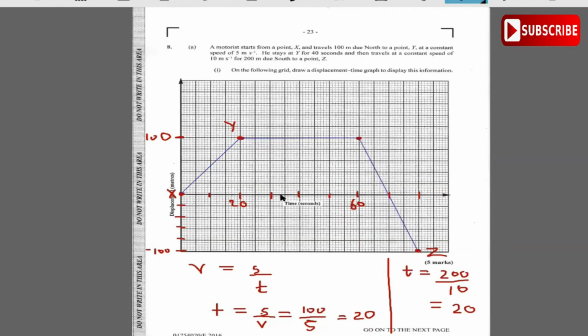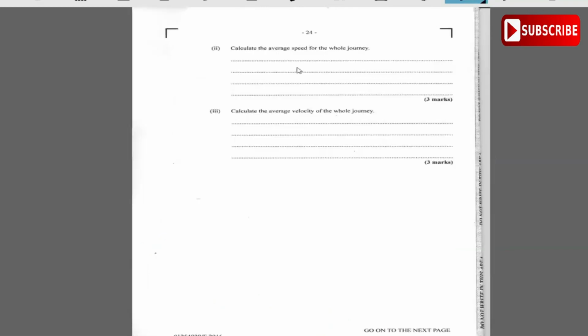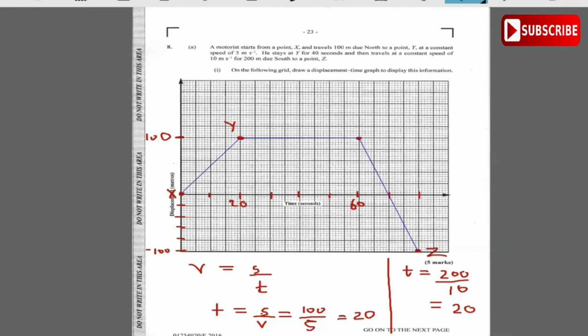So that's our displacement time graph. That's 5 marks. Thought it could have given 6, given that we had to do the calculations to find time. Maybe they could have given 1 more mark, but that's what they did, no problem. It says calculate the average speed of the journey. Average speed is total distance divided by total time.